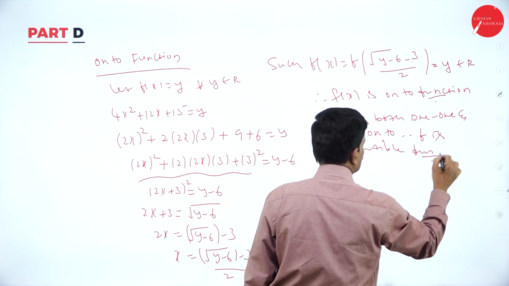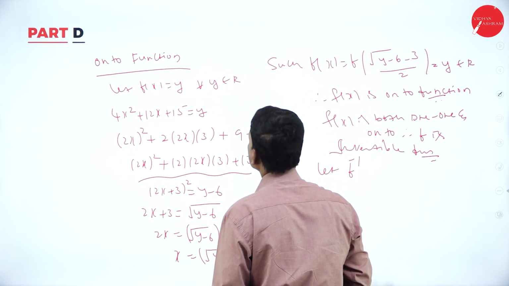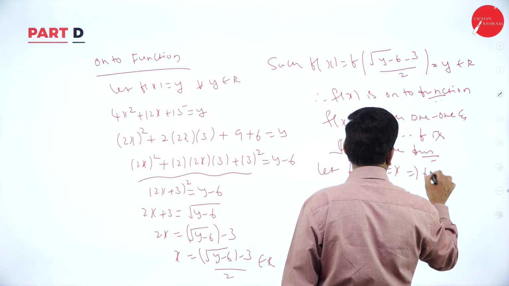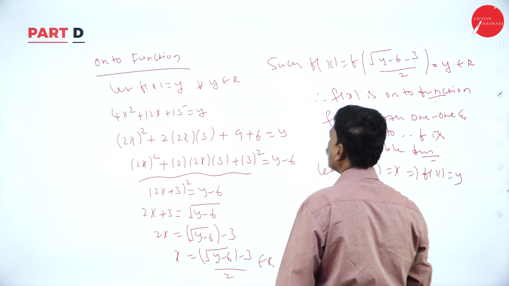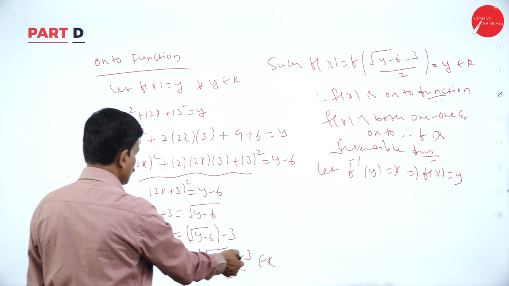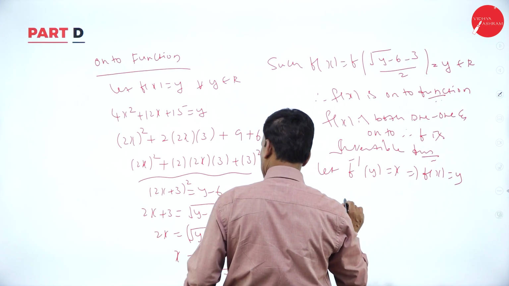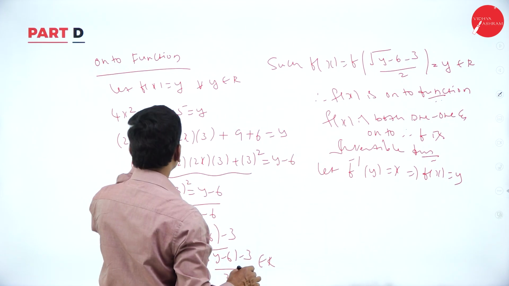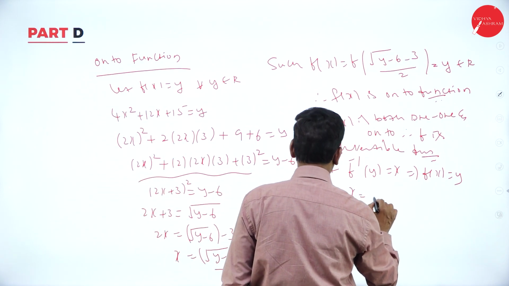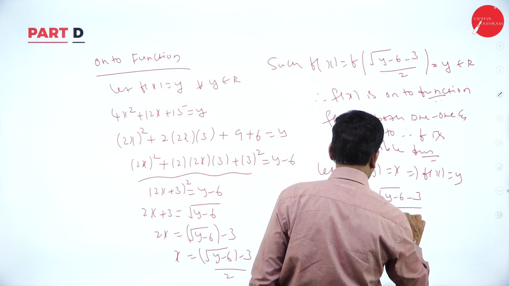So to find f inverse, let f inverse of y be equal to x, which implies f of x is equal to y. If you simplify this, f of x is equal to y yields, on simplification, x is equal to (root of y minus 6, minus 3) divided by 2.